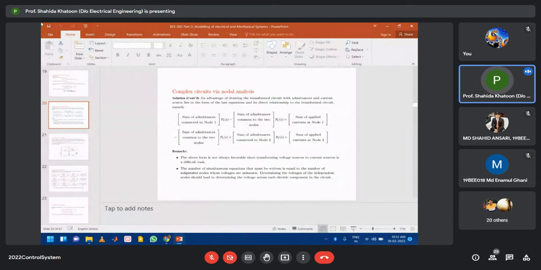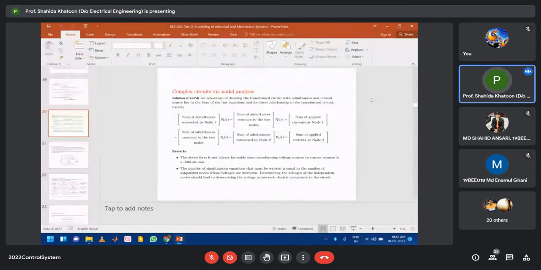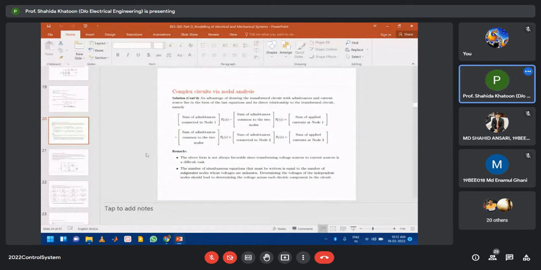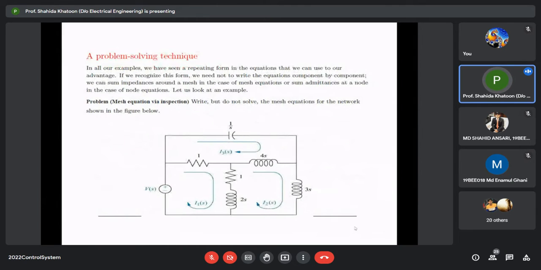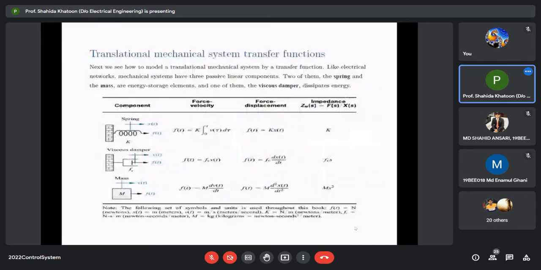So this is the slide on which we were in the last class. So basically, this is how we form the mathematical modeling of electrical system. That is very easy, and you have done this in your circuit theory and other courses. So this is a problem which you can solve. So let us start the mathematical modeling of mechanical systems.